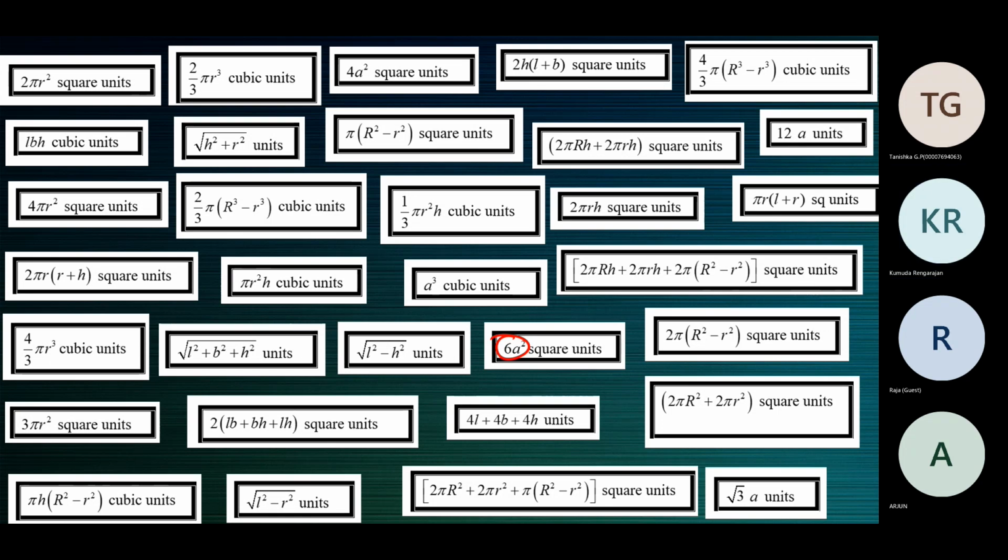Very good. What is the root of L square plus B square plus H square? The length of the diagonal of a cuboid. Very good. What is 1 by 3 pi r square h? Volume of a cone. Very good.